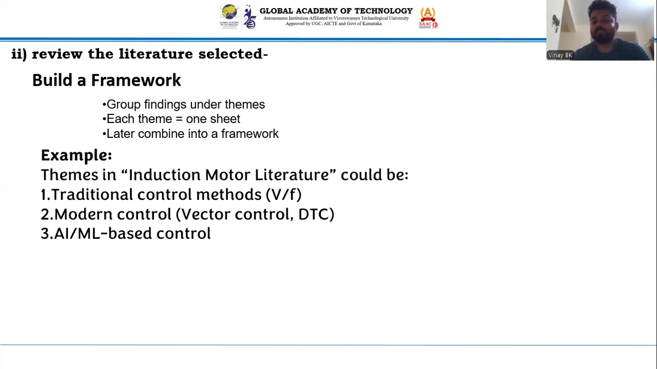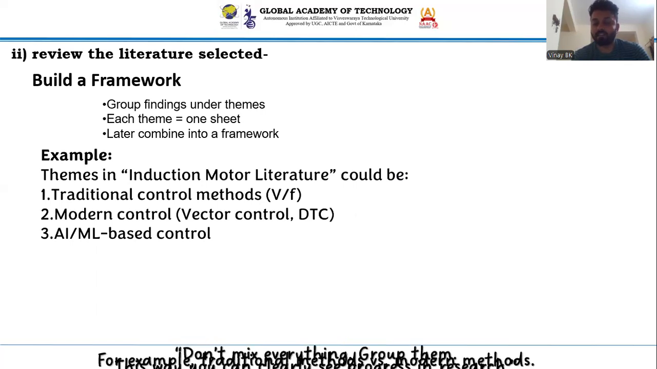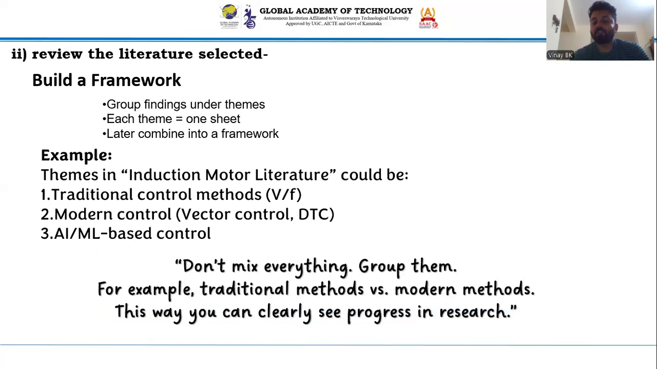For example, themes in an induction motor literature survey could be traditional control methods, modern control methods, and AI/ML based control methods. So don't mix everything, group them. For example, traditional methods versus modern methods. This way you can clearly see the progress in research.